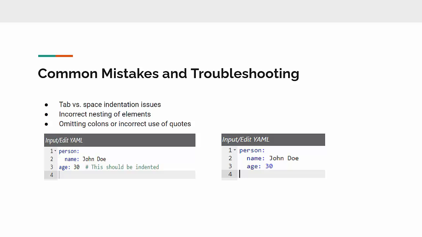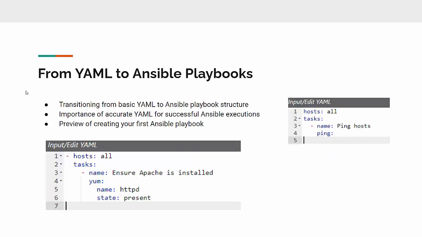Even with the best practices and tools at our disposal, mistakes can still happen. We will look at some common pitfalls in writing YAML and how we can troubleshoot and correct these errors. Even with careful writing, mistakes can happen. Here we highlight a common error with indentation and how it can be corrected. Understanding these common pitfalls and learning how to troubleshoot them will make you more proficient in writing YAML for Ansible.